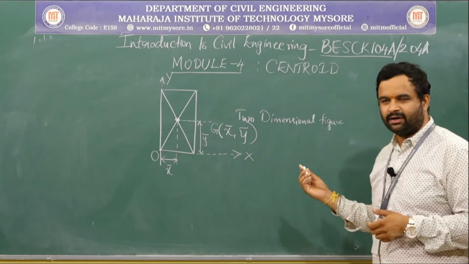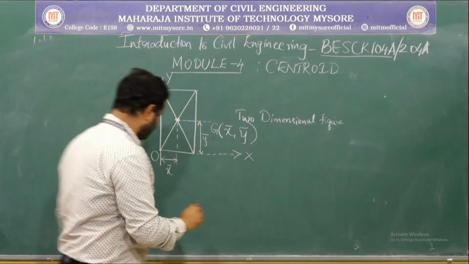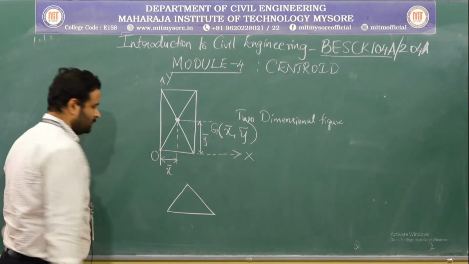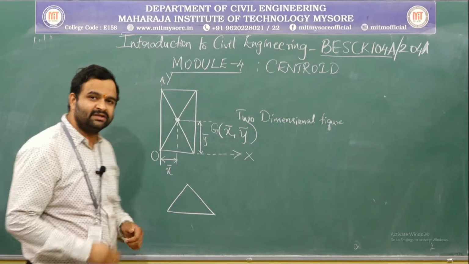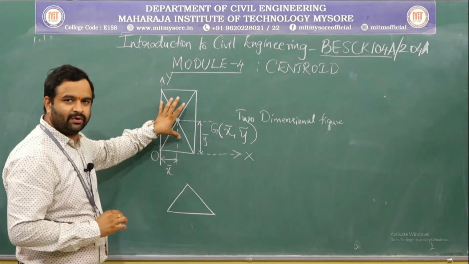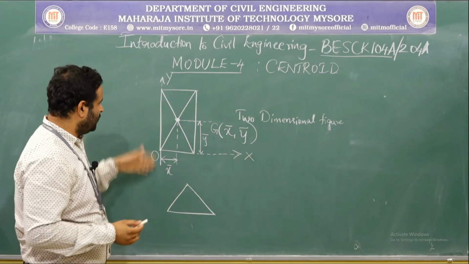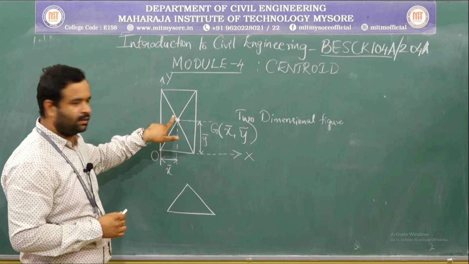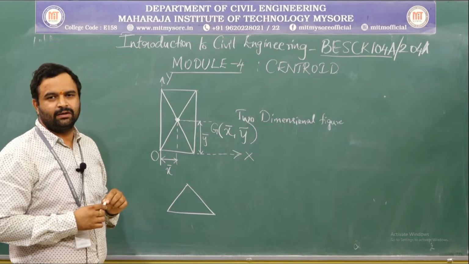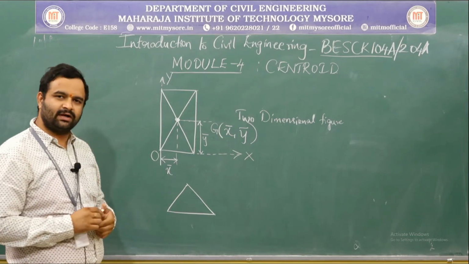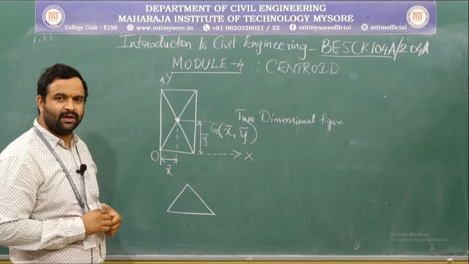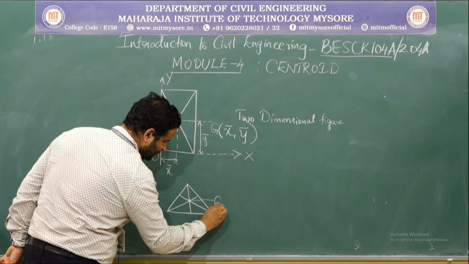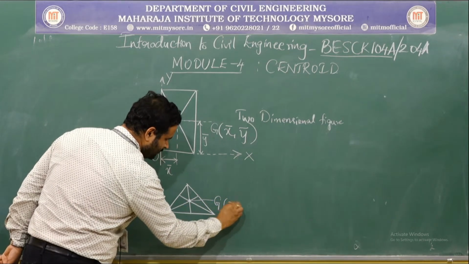Now, if we take up a triangle, so for this triangle, where can we locate the centroid? So, here it was a rectangle, and by intersecting the diagonals, we can say that wherever the diagonals are meeting, that point can be categorized as a centroid. But in this case, triangle, where can you locate? This is the point which is G of x bar comma y bar.